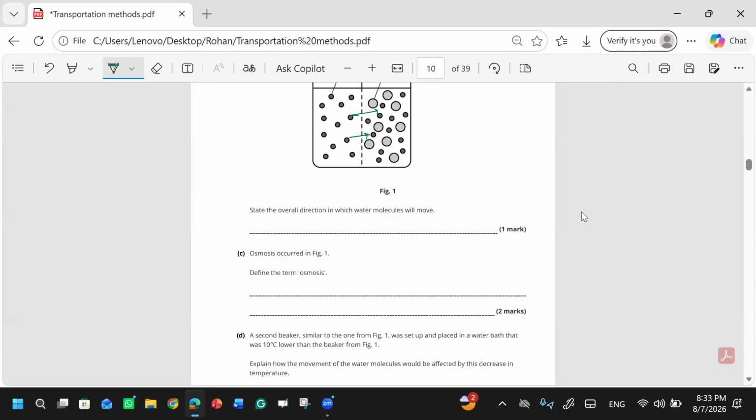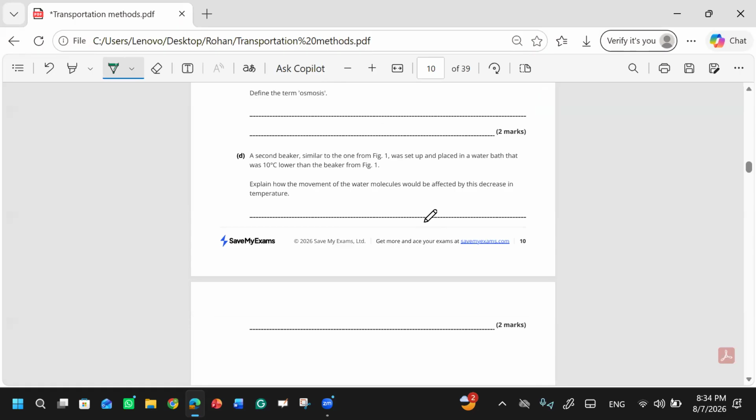Yes. Because in figure 2, let's say it has almost 50 degrees Celsius, and the temperature of this beaker is 40 degrees, right? So it means the process will be slow. The rate of movement of water molecules will decrease because there is less temperature, which means less kinetic energy. When they have less kinetic energy, their speed will decrease. They will move slowly.